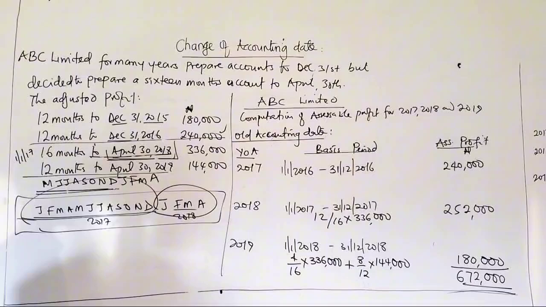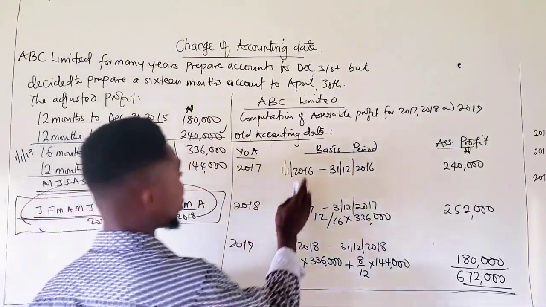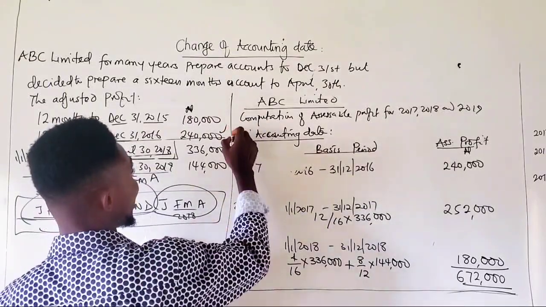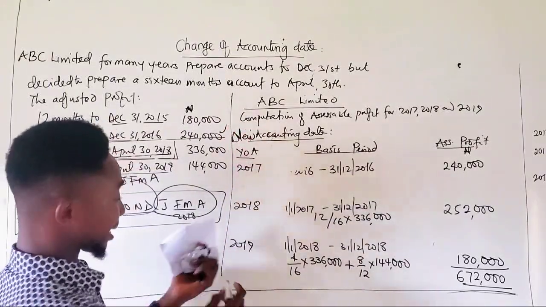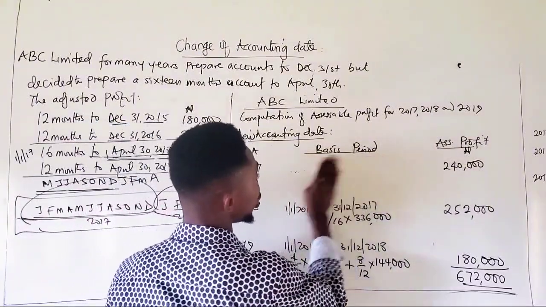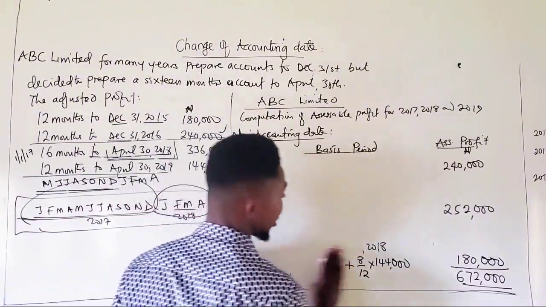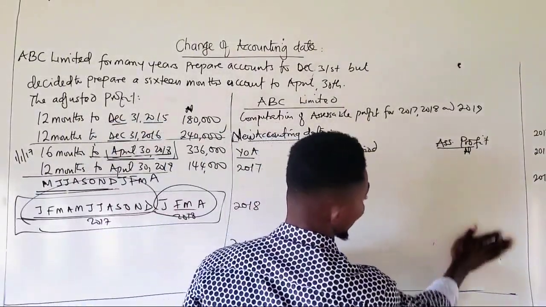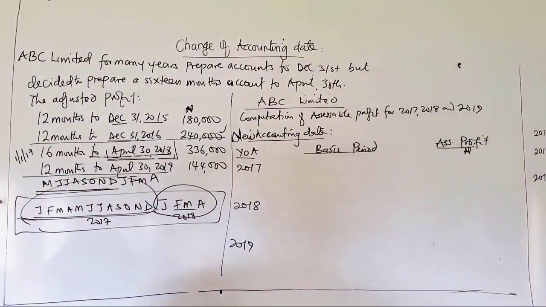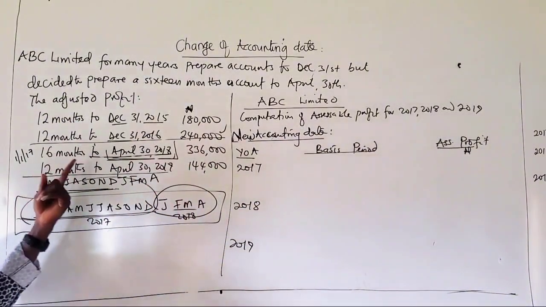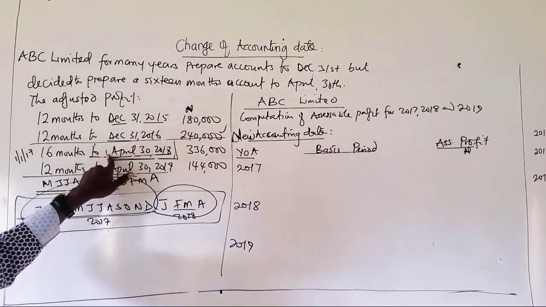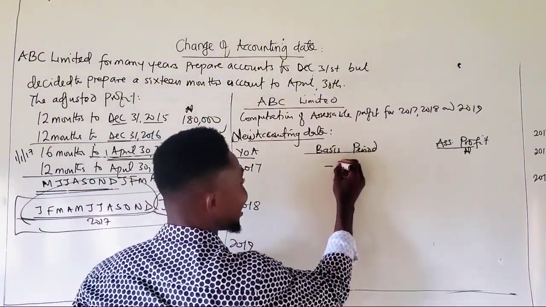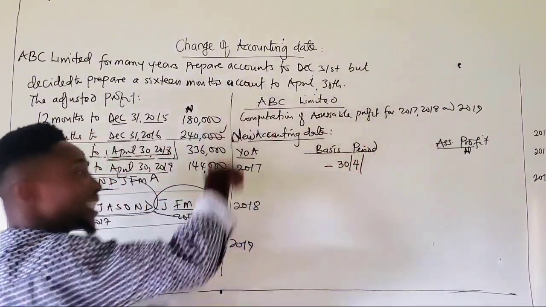Now we solve the new accounting date using the same approach as well. So without wasting time, with the new accounting date, remember, the same year of assessment does not change. The only thing that will change is your basis period and the assessable profit. Okay. Now, what is the new accounting date? They now change the accounting date to 30th of April every year. So if they will end account 30th of April, when will they start?